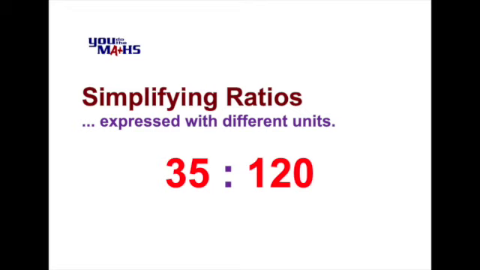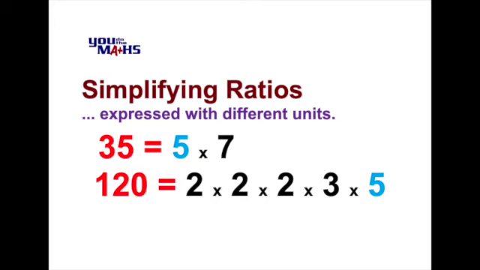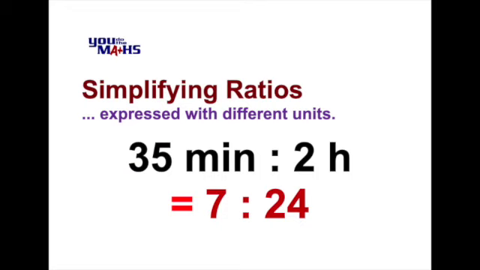Now to simplify this ratio, we could express it as a fraction and then go through and simplify it by dividing the numerator and denominator by the same amount. Or another thing we can do with ratios or fractions, if the numbers are large, is express the values as a product of their prime factors. Now we can see here on the screen that we've got 35 and 120 expressed as a product of their prime factors, and we have a common factor of 5. So that means that when we simplify our ratio, we can multiply the numbers shown here for 120, and we get a result of 7 to 24. So the simplified ratio of 35 minutes to 2 hours is 7 to 24.